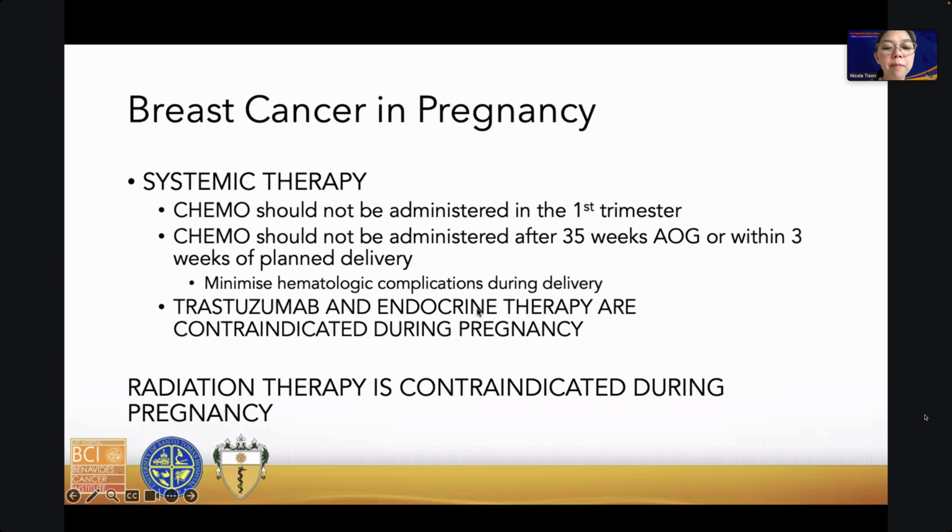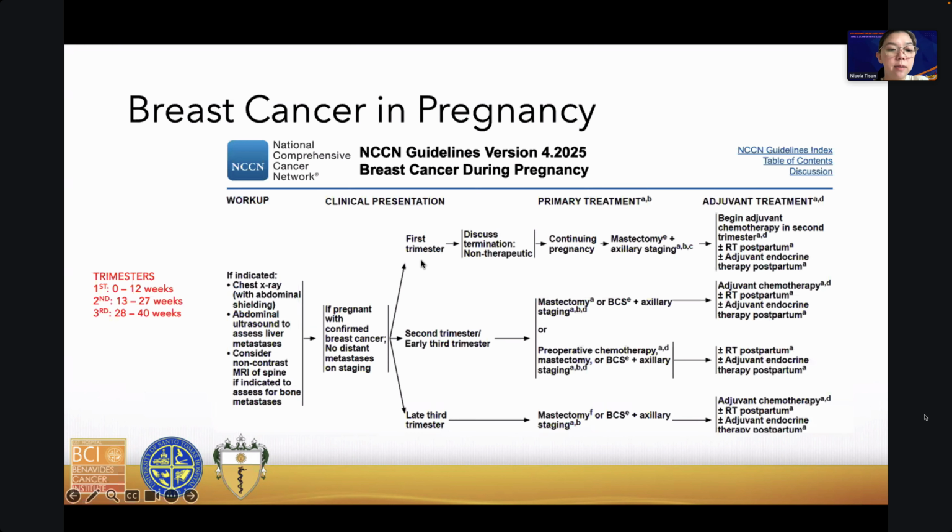So trastuzumab and endocrine therapy are contraindicated during pregnancy. Radiation therapy is contraindicated during pregnancy. Now, we're all surgeons. Sometimes we forget which is the first, second, third trimester. So I put it here. First trimester is 0 to 12 weeks. Second, 13 to 27. Third trimester is 28 to 40 weeks.